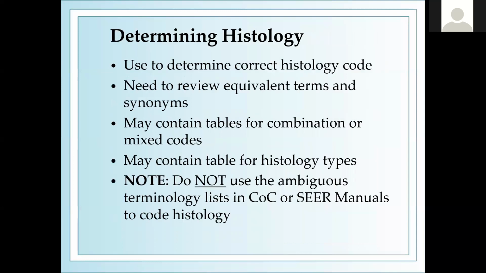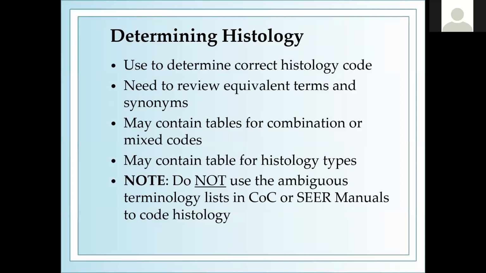We use the histology rules to determine how to assign the histology code for the abstract we are completing. We need to make sure we review the equivalent terms and synonyms that are listed before the histology rules. We need to make sure we are all talking the same language when using these rules. The histology rules may contain tables for combination or mixed codes and may contain a table of histology types using the different subtypes and variants of that histology.